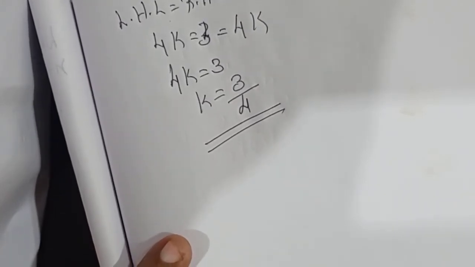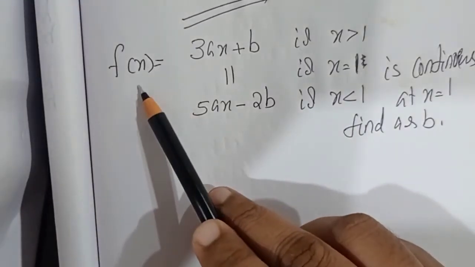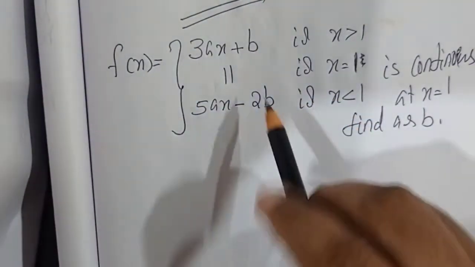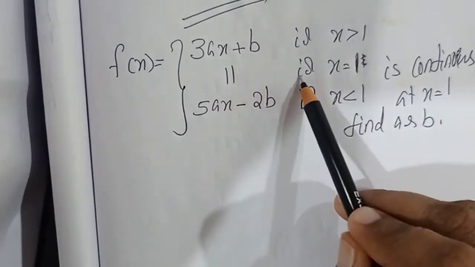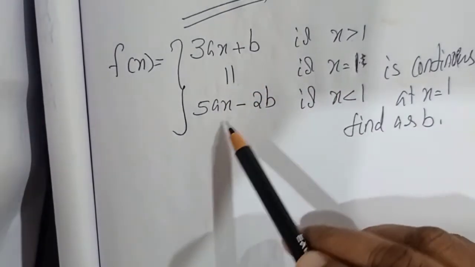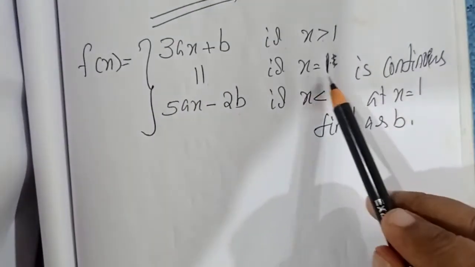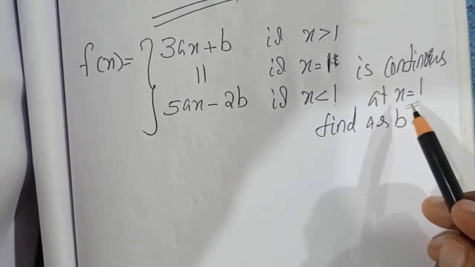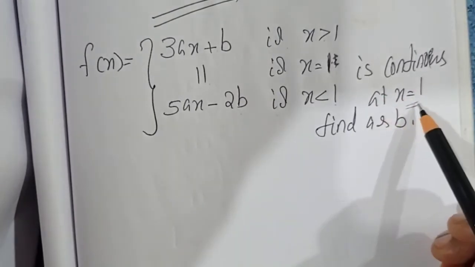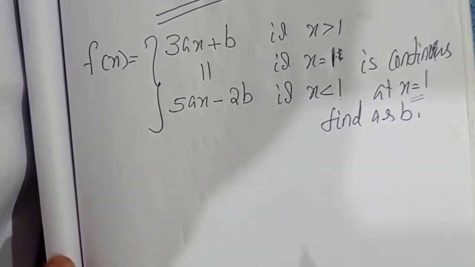Write the next question. If the function f(x) takes 3 values: 3ax plus b if x is greater than 1, equal to 11 if x equals 1, and 5ax minus 2b if x is less than 1, is continuous at x equal to 1, find a and b. Very important question.